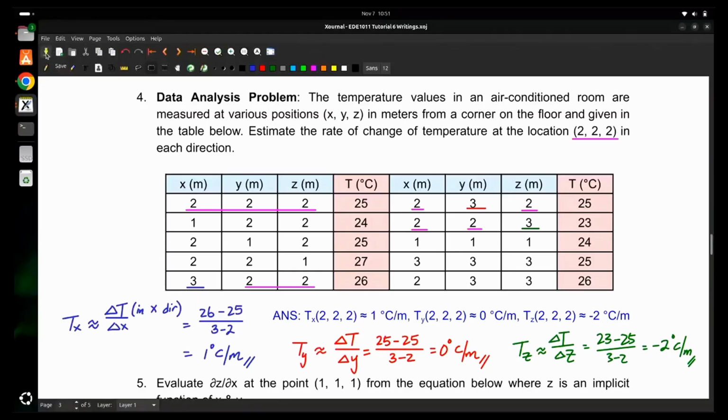Smaller minus the bigger one. Because you must take the final temperature minus the initial temperature before you step. So after you step, then minus the one before you step.